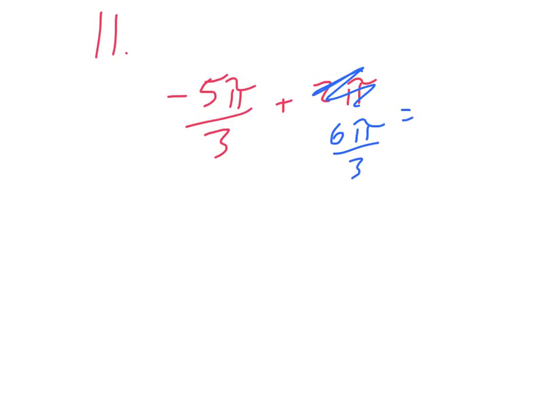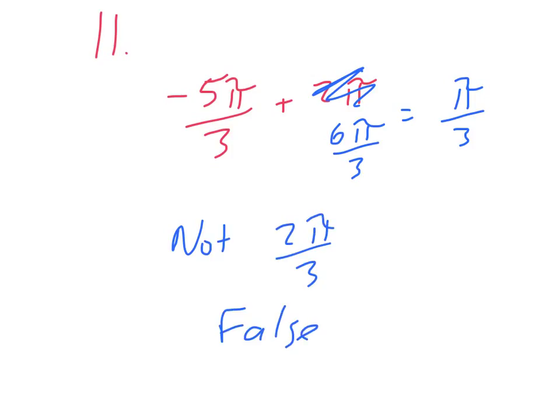Okay, number 11 asks for coterminal angle, negative 5 pi over 3. And it asks if 2 pi over 3 is a coterminal angle. So remember, to find coterminal angles, you add 2 pi. Well, 2 pi with the denominator of 3 is 6 pi over 3. You add those up, you get pi over 3, not 2 pi over 3, therefore false.